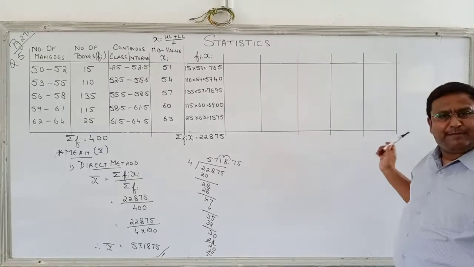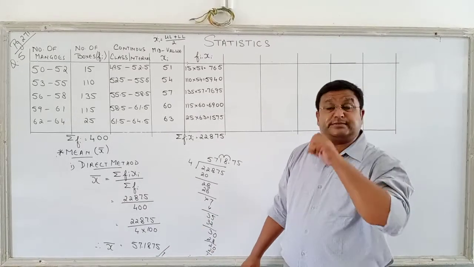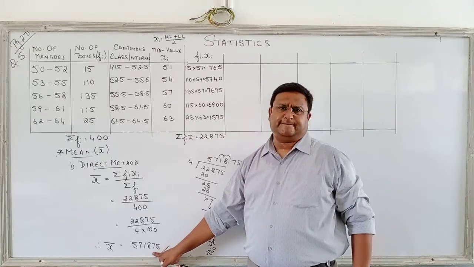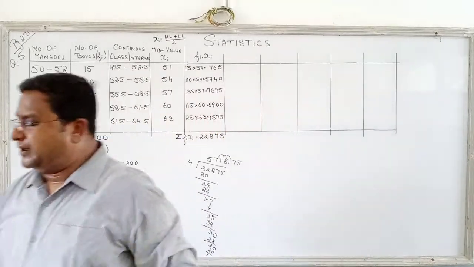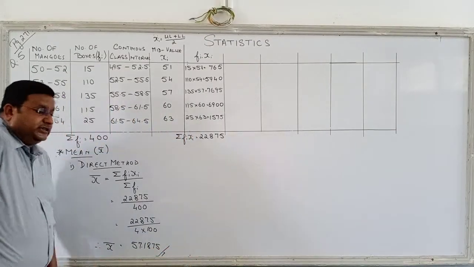Sir, we apply any method, should the result change? No, the result will not change. Yes, it might change after decimal, 2 decimal places or 3 decimal places, but till 2 decimal places it will remain the same. So this is your first method for calculating mean, that is the direct method.